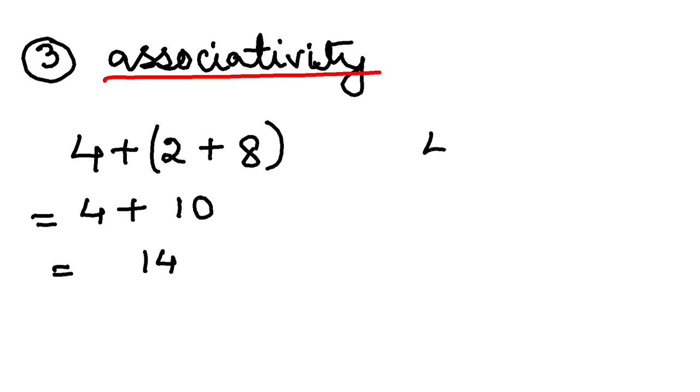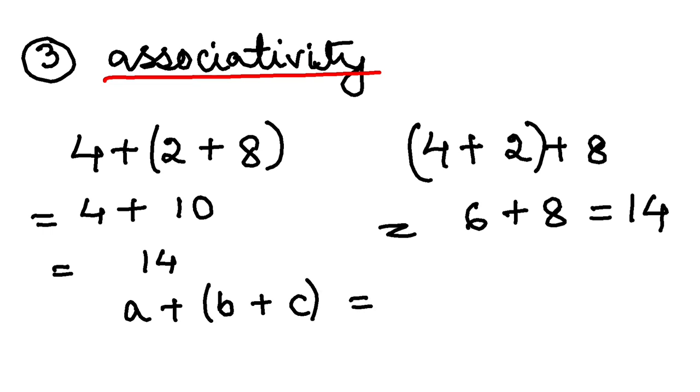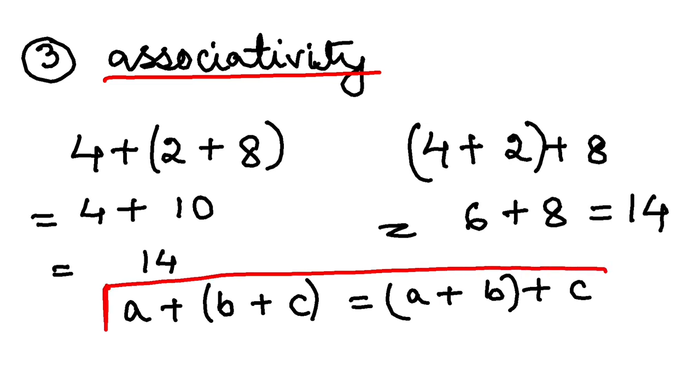Now let us take the same numbers again. This time my bracket is here between the first two. So now 4 plus 2 is 6, and 6 plus 8 is again 14, isn't it? That means, please observe, a plus (b plus c) is equal to (a plus b) plus c. This property is called the associative property or associativity. So that was number 3.